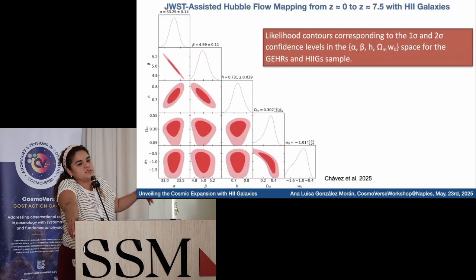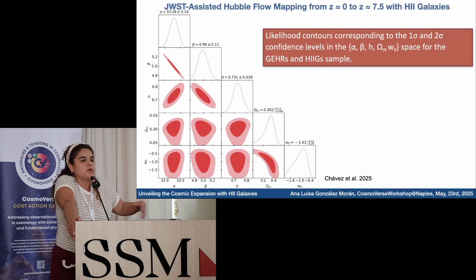And our results, with those uncertainties, are in agreement with lambda CDM, but maybe in the future, when we increase the data and analyze the systematics a little bit more, these results can change. We didn't know.